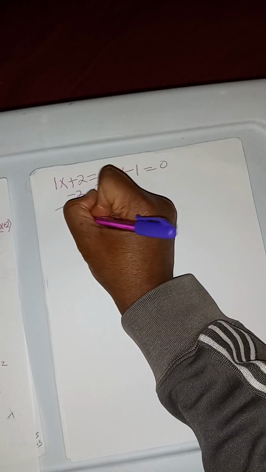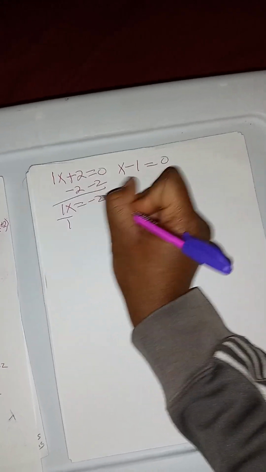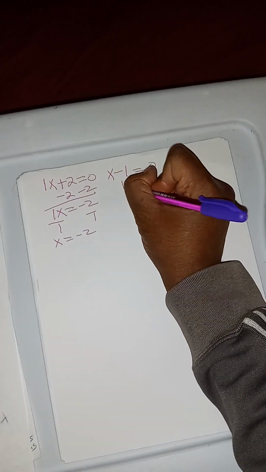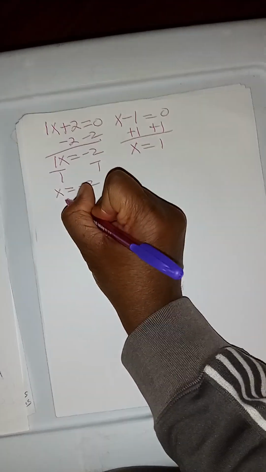So subtract 2 from both sides here, and 1x is equal to -2. Divide both sides by 1, and x is equal to -2. And on the other one, we just add 1 to both sides, and x is equal to 1. You cannot stop at the answers. We have to verify to see if the solutions work. So let's check.